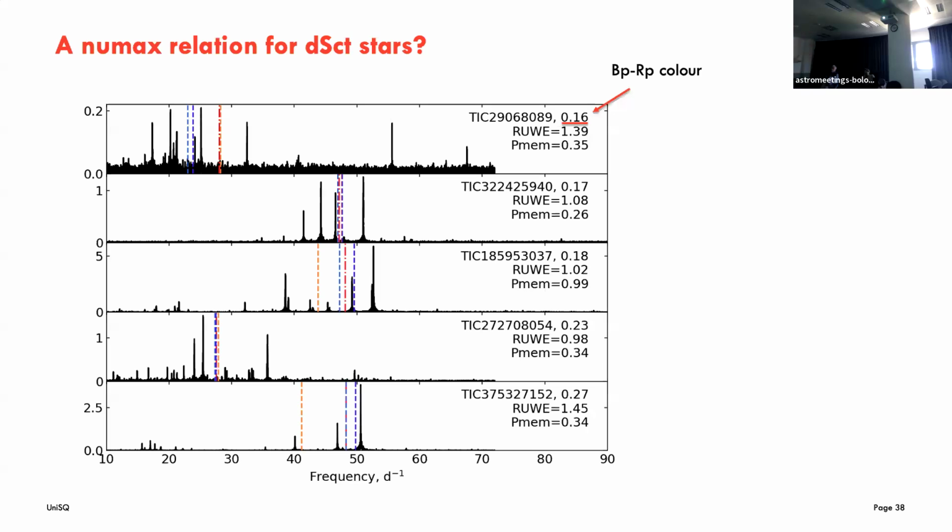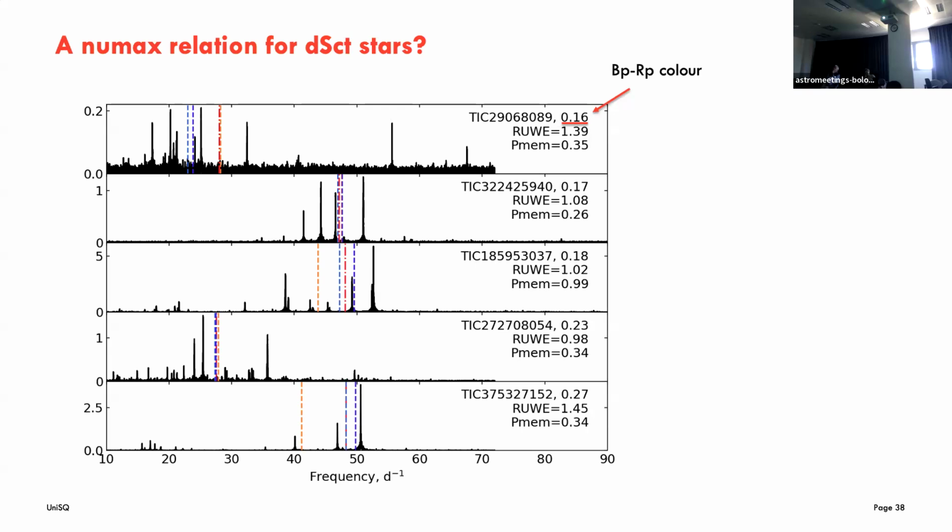So I mentioned that there was a correlation between the frequency of maximum power and temperature. Now, there's a lot of debate in the literature about whether this relation actually exists for delta Scuti stars. It's a very commonly used relation in solar-like oscillators, of course. But is there a nu max relation for delta Scuti?